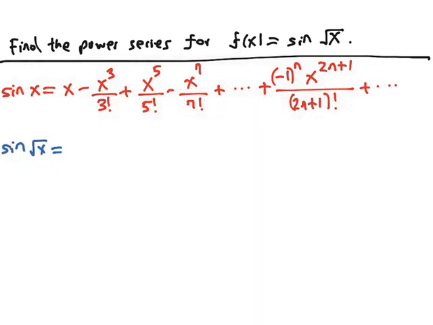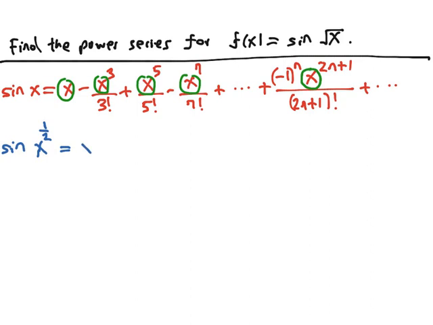So to find the power series for f of x is equal to sine of the square root of x, all we have to do is look at the power series for sine of x and replace x with square root of x. Wherever we see x in every single term, and also the description of the nth term, we will replace with square root of x. But of course, you can write square root of x as x to the 1/2 power. So when we do that, we will have the following.